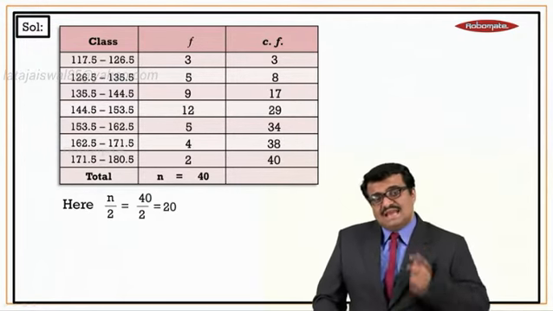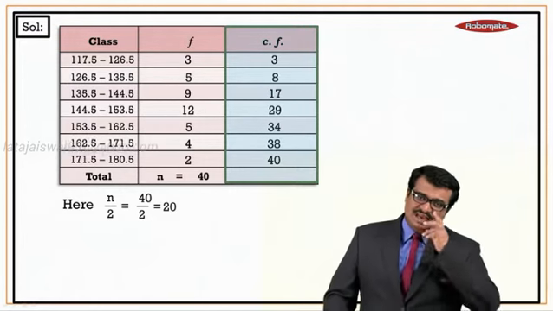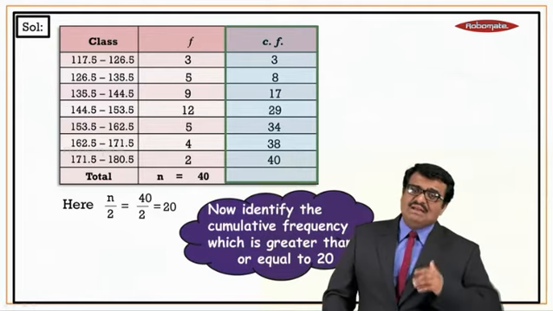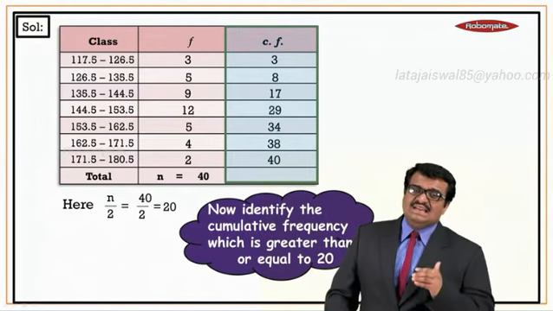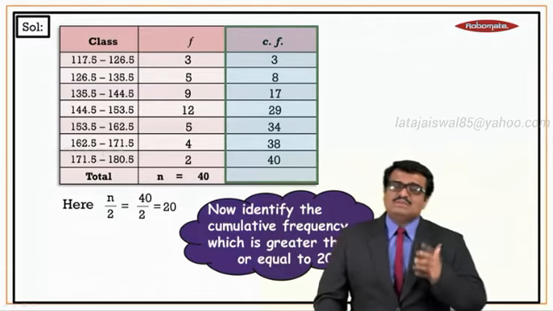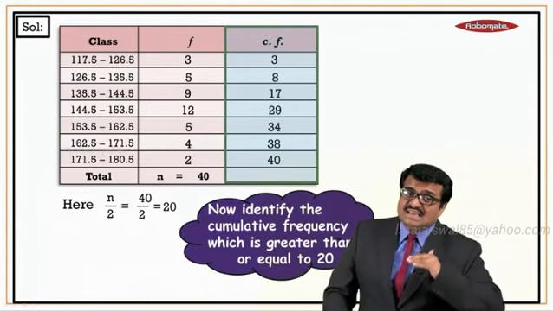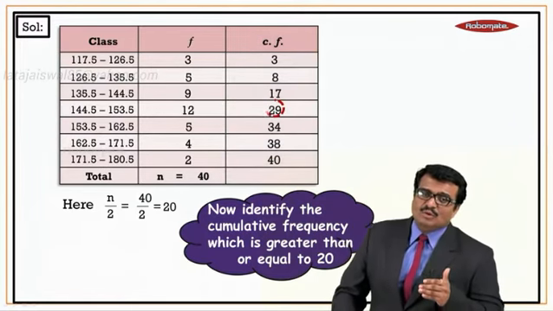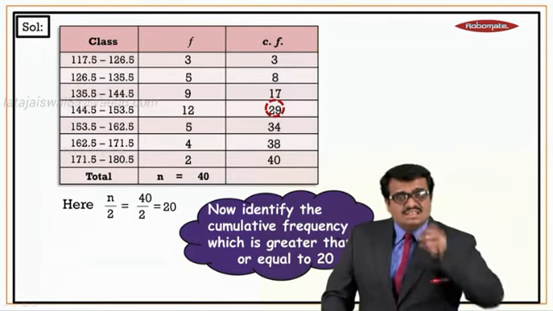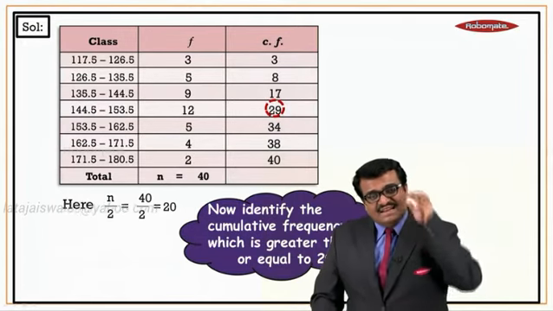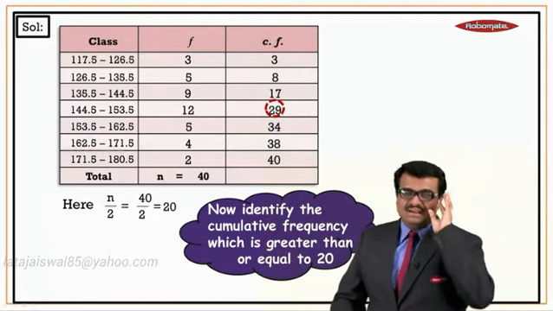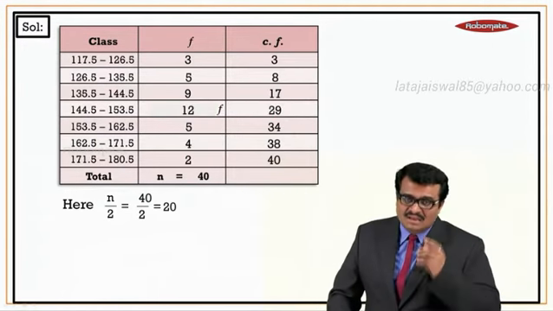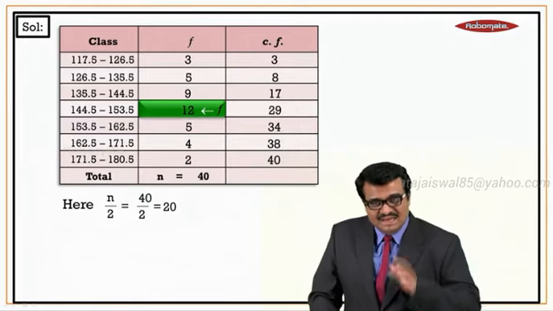Now, you will check in this cumulative frequency column. Identify the cumulative frequency which is just greater than or equal to 20. Which value in this cumulative frequency column is just greater than or equal to 20? It is 29. Whichever class contains this 29 becomes the median class. This 29 is contained by which class? That class becomes the median class.